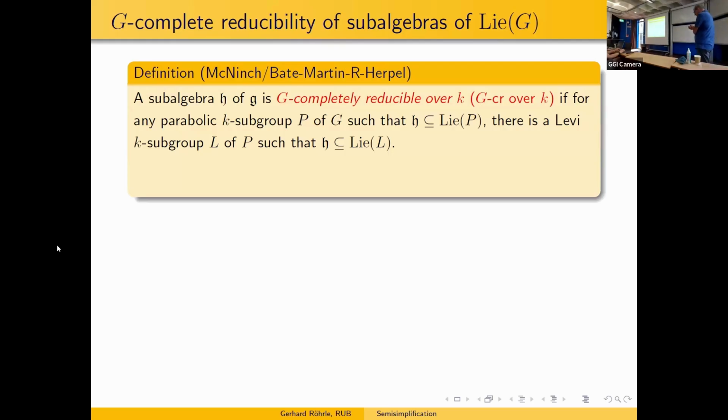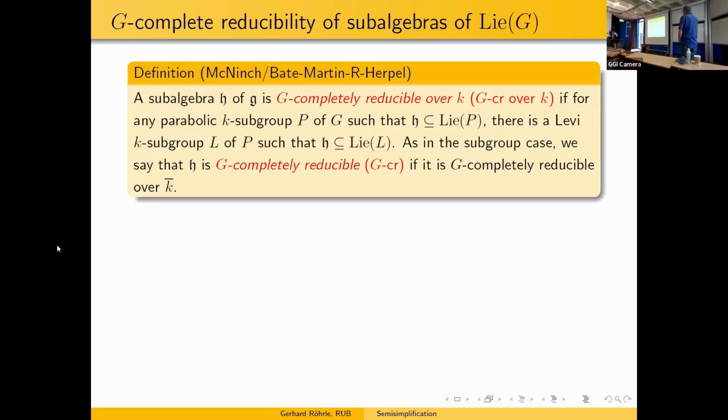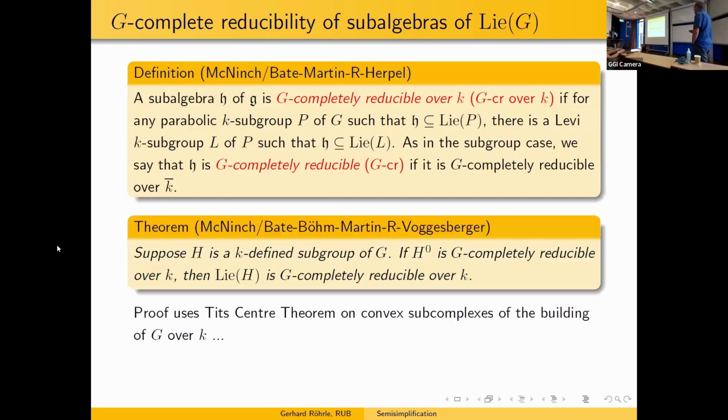A subalgebra, an arbitrary subalgebra of the Lie algebra of G, is called G completely reducible over K if, for any K-defined parabolic subgroup P whose Lie algebra contains it, it actually lies in the Lie algebra of a Levi K-subgroup L. They're completely analogous. No surprise. And if I do this over K bar, I just leave off the reference to K. And you'll ask yourself, what's the connection?